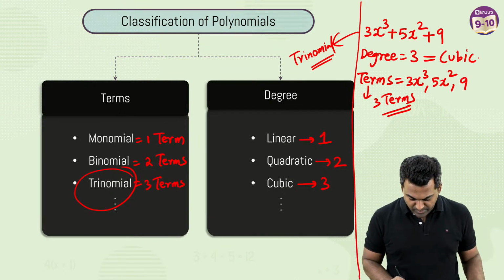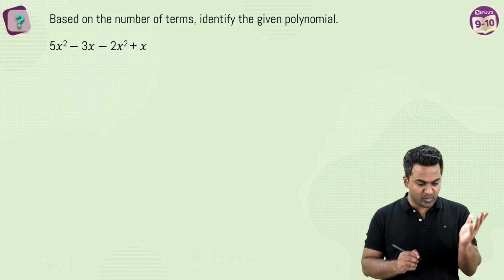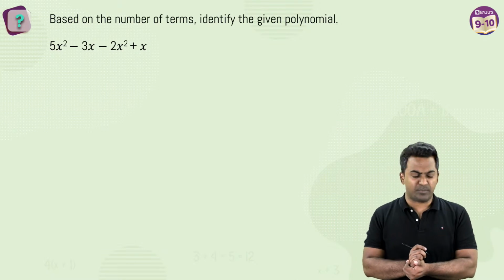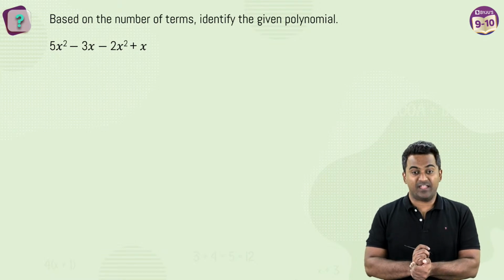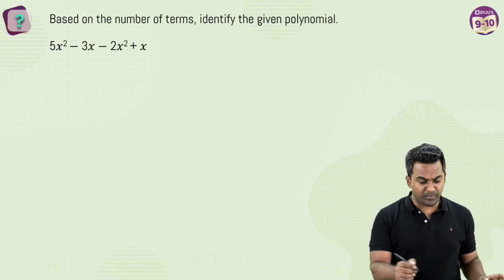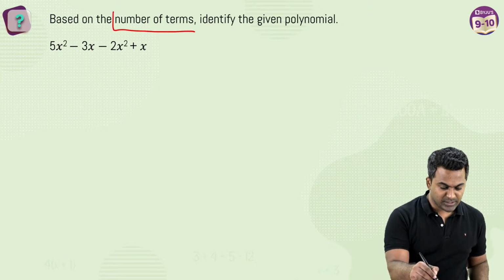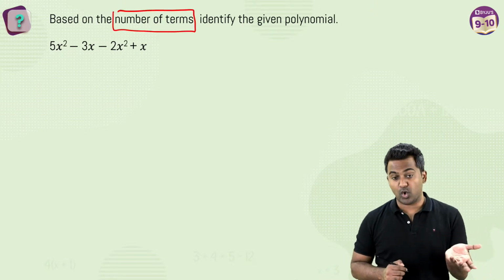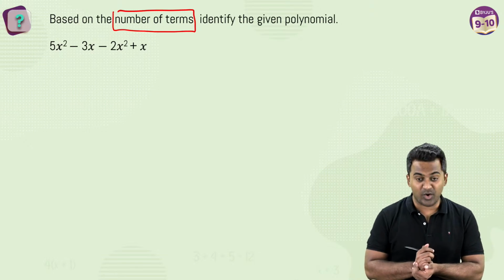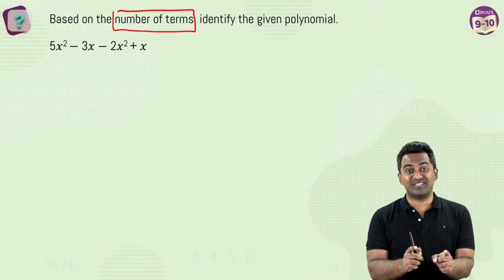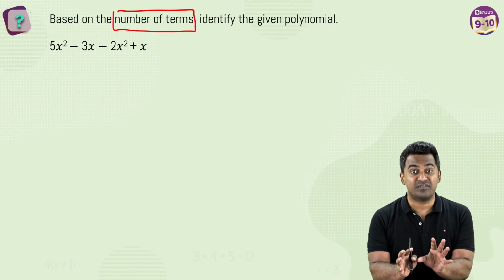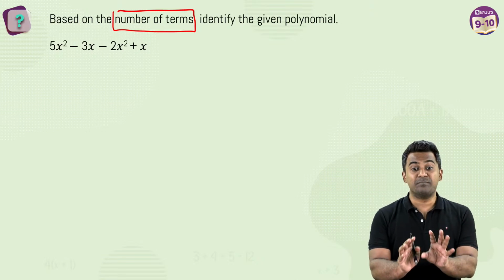Very good. Now I'm going to bring on a question. Let's see how many of you will be able to answer this. Identify this polynomial now, based on number of terms. Just count the number of terms and tell me what you call this polynomial. Is it a trinomial? You guys remember this: you always have to simplify it first. Simplify it first.